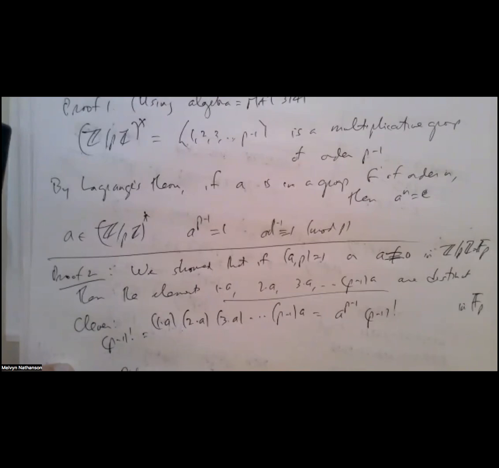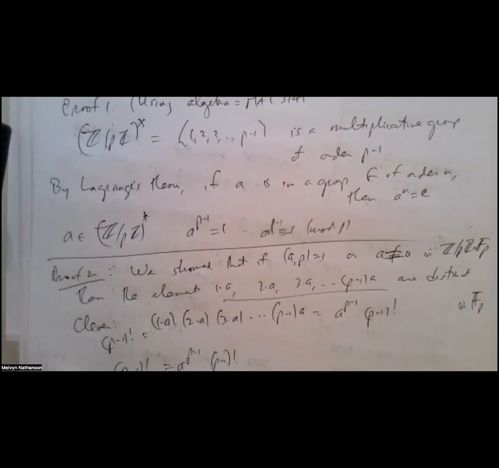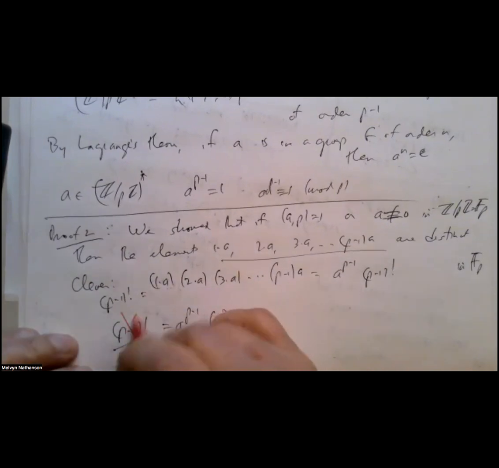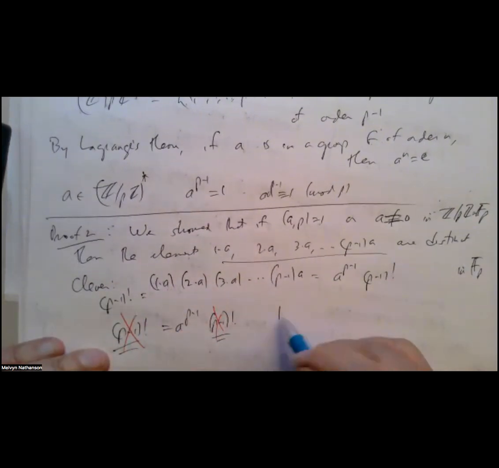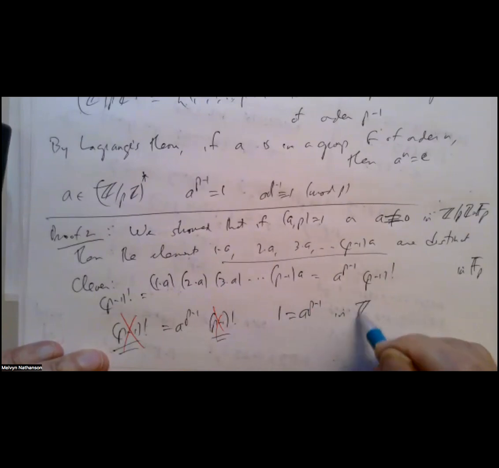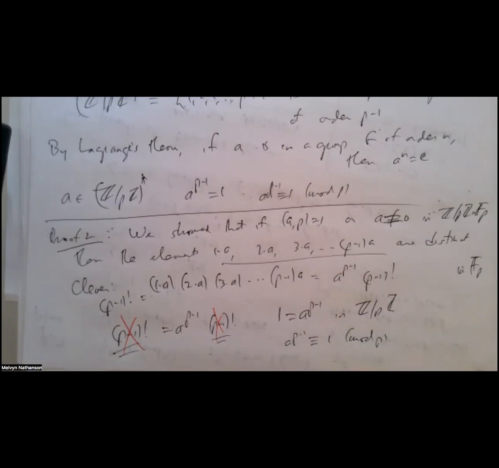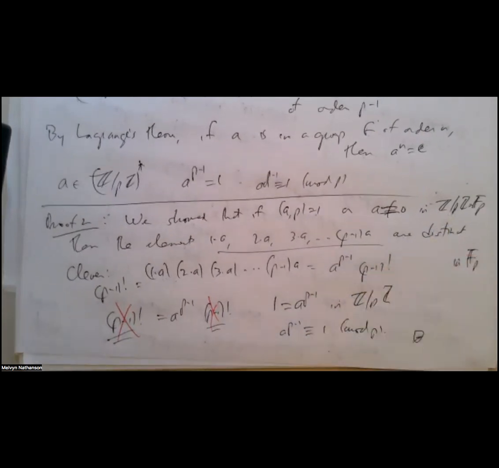So what we have is P minus 1 factorial is A to the P minus 1 times P minus 1 factorial. But this number, P minus 1 factorial, is not 0. It's not divisible by P. It's the product of the integers 1 up to P minus 1. None of them is P. So we can cancel it. And when we cancel, we get 1 equals A to the P minus 1 in Z mod PZ, or in the integers, A to the P minus 1 is congruent to 1 mod P. So that is the proof of Fermat's little theorem.